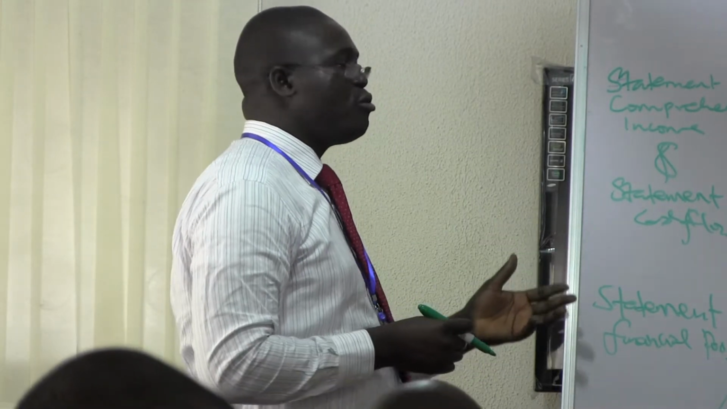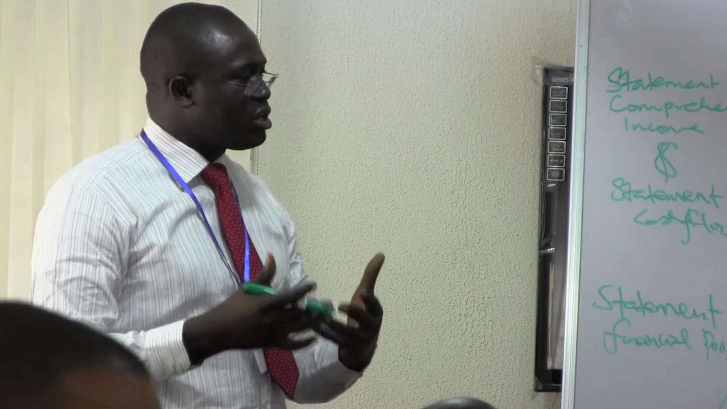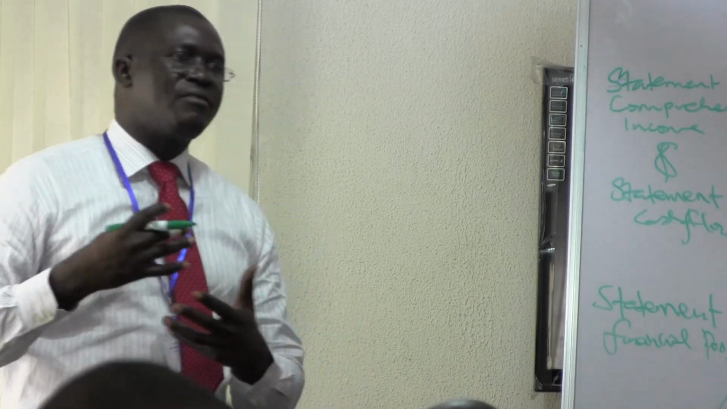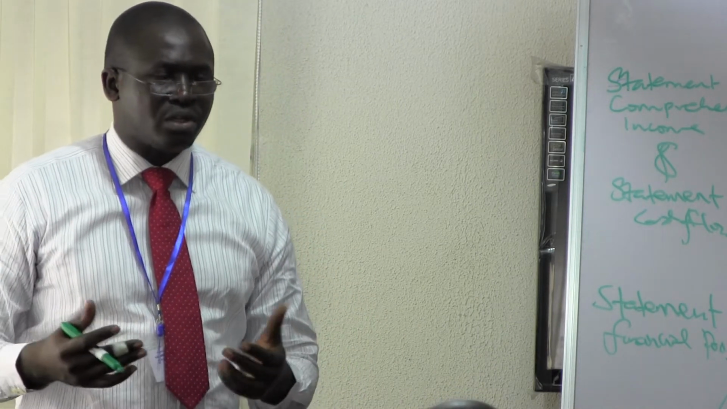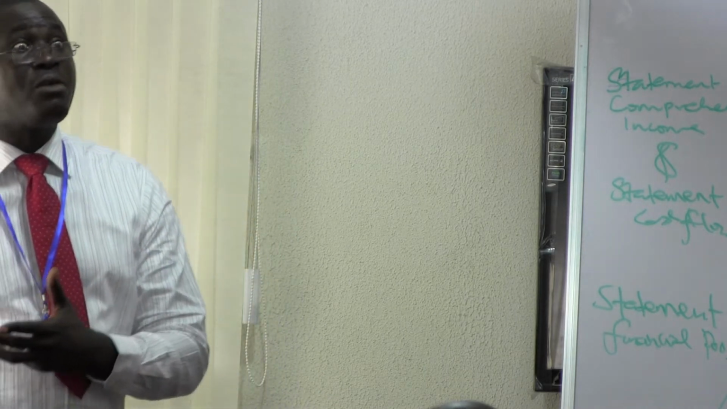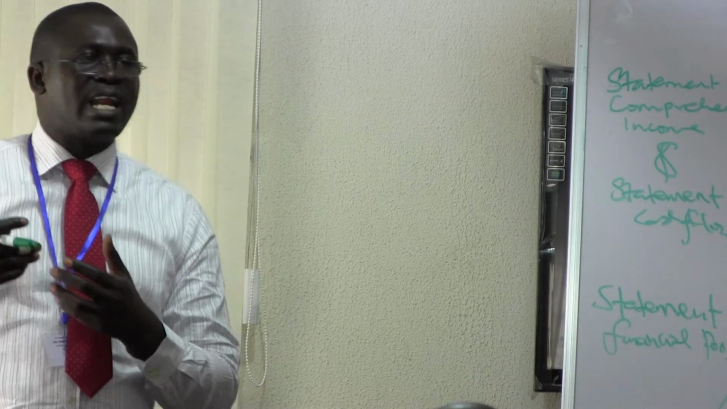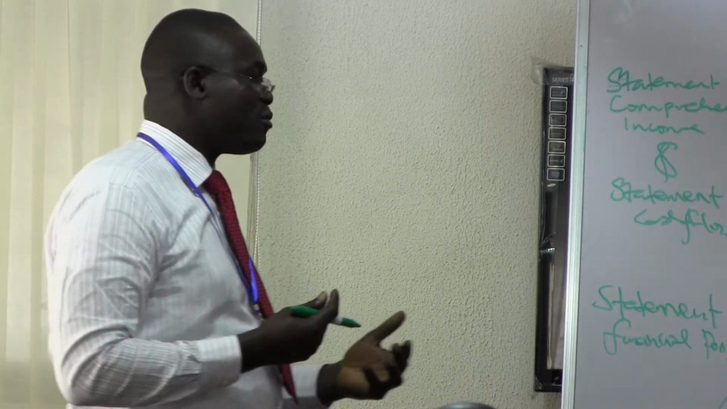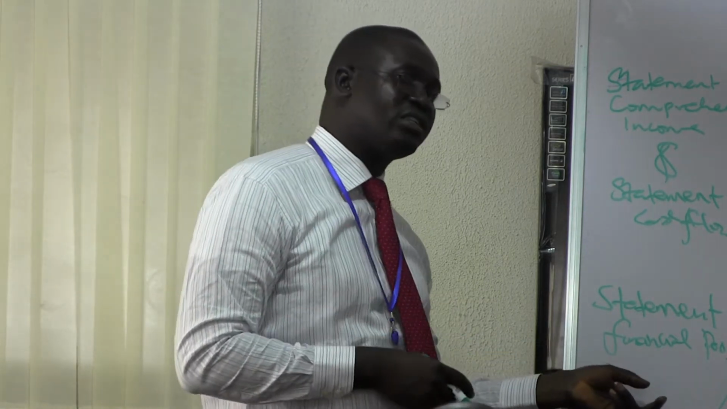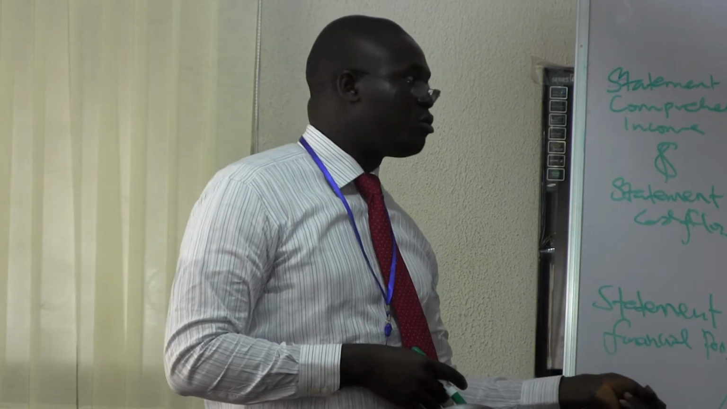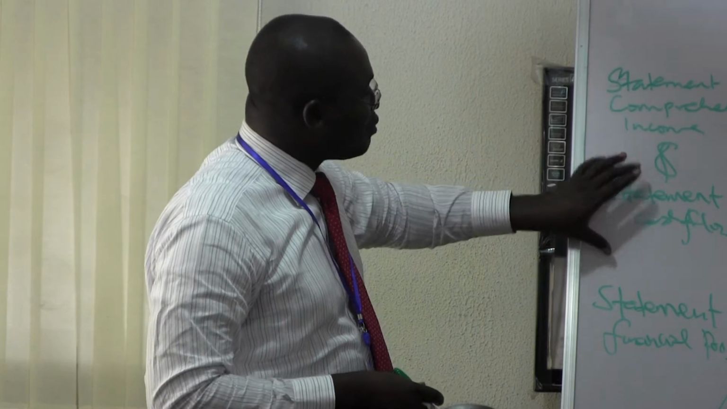Now, we want to know the owner's equity at the beginning of the period. We want to know what they have injected into the company during the period. We want to know how much they have taken away from the company during the period. And at the end of the day, whatever they have must give us an idea of what is in the statement of financial position. So this and this meet here.